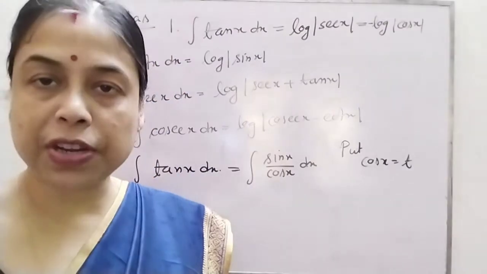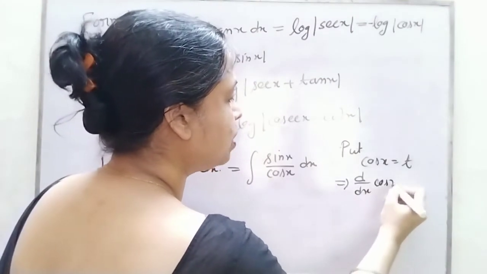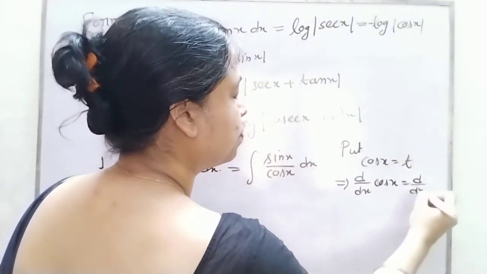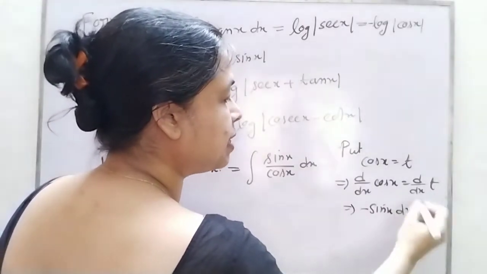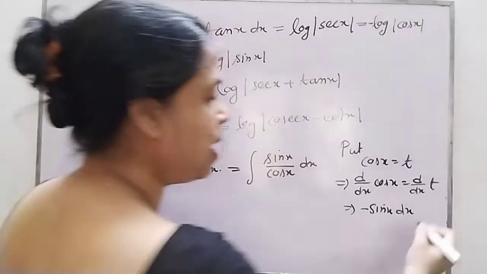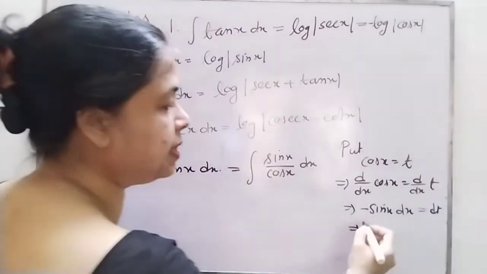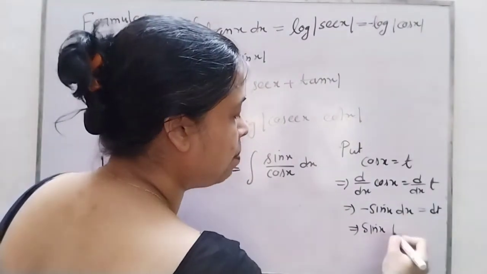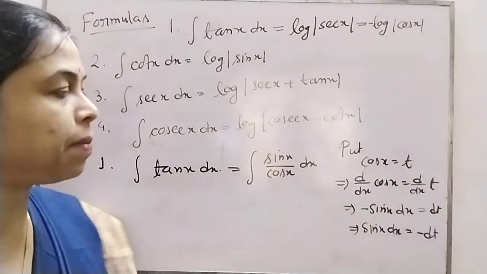Now you know the derivative of cos x. What is the derivative of cos x? We take d/dx of cos x, that is equal to d/dx of t. d/dx of cos x is minus sin x. I just bring this dx directly to the right side, and on this side we have got dt. But you see, you don't have minus sin x dx, you have sin x dx. So keep this sin x dx on the left and bring the minus to the right side. This will become minus dt.